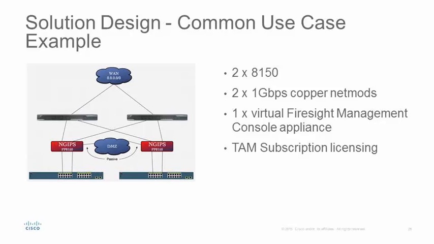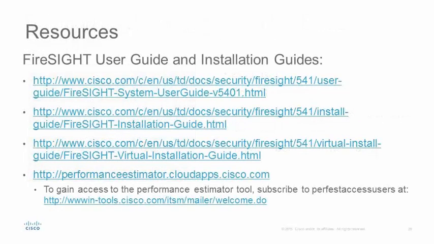As we close out this module, here are some additional resources that you can use for reference information and also to access the Performance Estimator tool. The user guides are extremely comprehensive, so any future questions that may arise may well be readily answered by searching the most current user guide. Also note that access to the Performance Estimator tool is controlled, and to be granted access, you must join the appropriate mailer list. The list name and the link to the mailer tool are also provided here for your convenience.